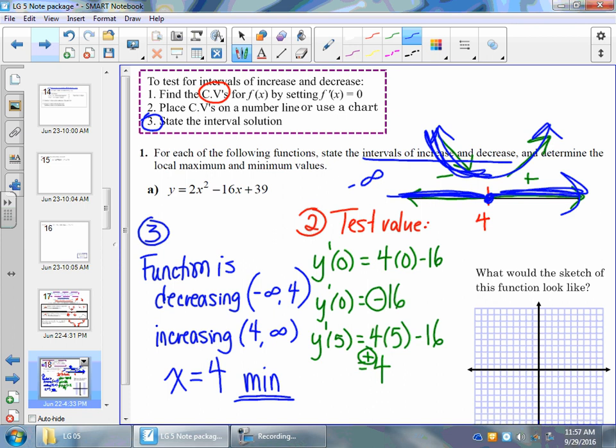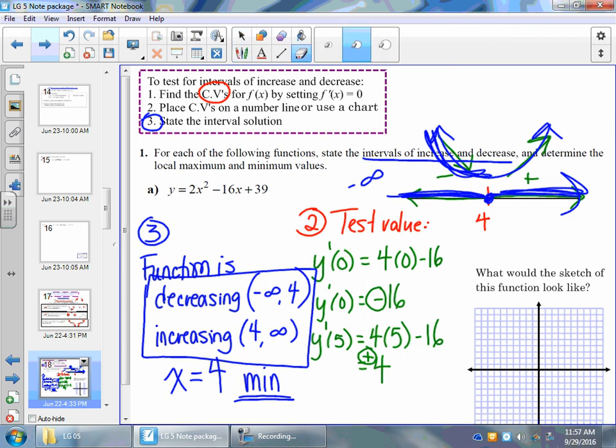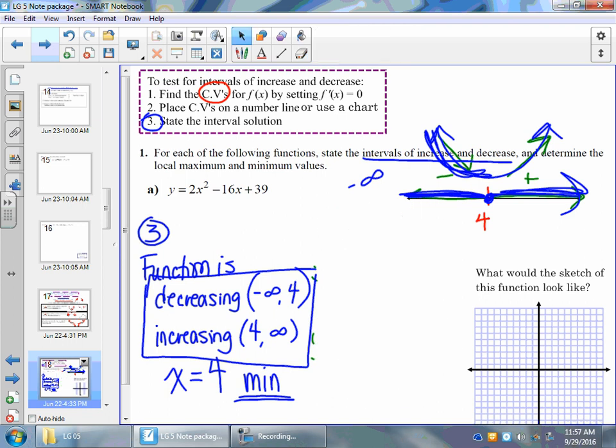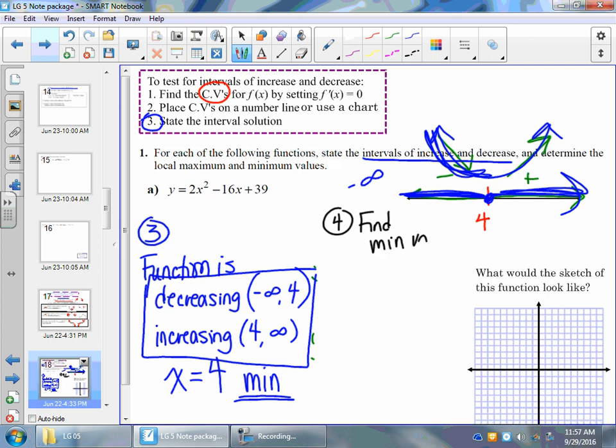Now the question also says, what are the intervals of increase and decrease? Good, we've got that. That's part of our answer, so I'll put a box around it. And determine the local maximum and minimum values. Well, we know that x is equal to 4 is a minimum, but what we don't know is the actual minimum value. And when we're talking about that, we're looking for y. So the last step that we're going to do here, I'll just call it number 4, find our minimum value.